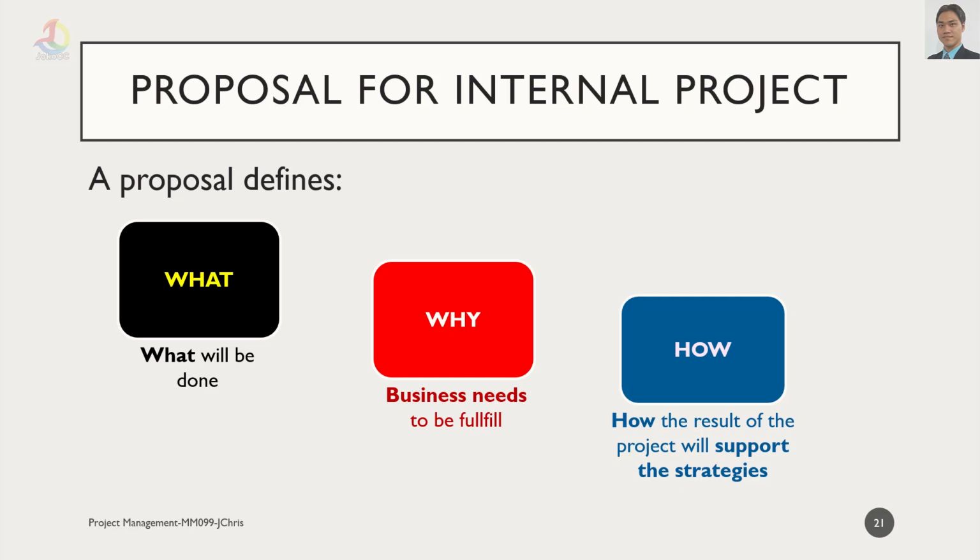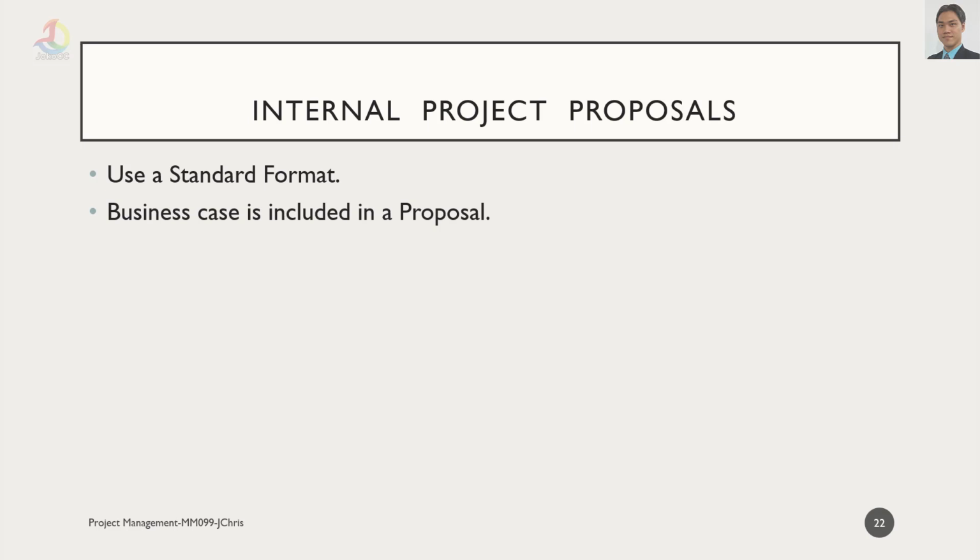Project proposals. A proposal for an internal project, which means within your own organization, will define at least three main parts: what will be done, why the business need is to be fulfilled, and how the result of the project will support the strategies of the business. Internal project proposals will use a standard format within the organization. Each organization will have its own standard format. And we will include the business case that we have created earlier in our proposals.